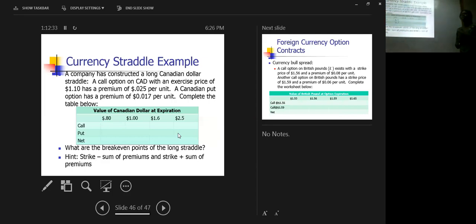Anybody else get that? Remember I said a straddle is a long call and a long put at the same strike. So 80 cents is less than 110, so that is a gain, right? And then you just subtract the 0.017, because it is long, so it still costs you.